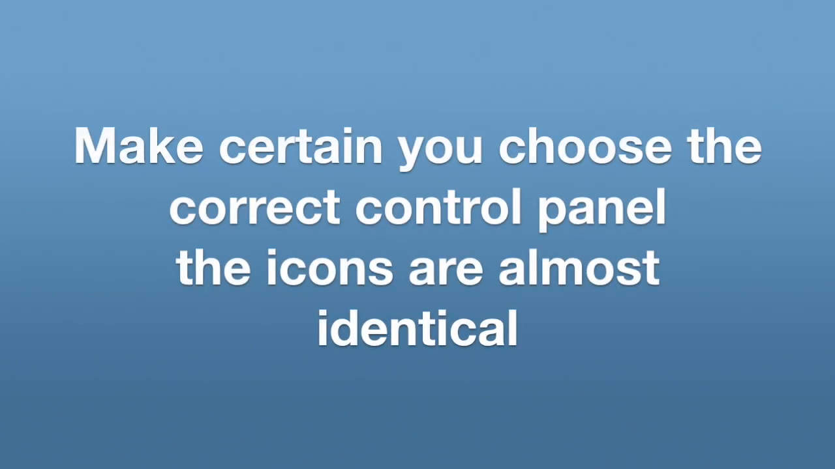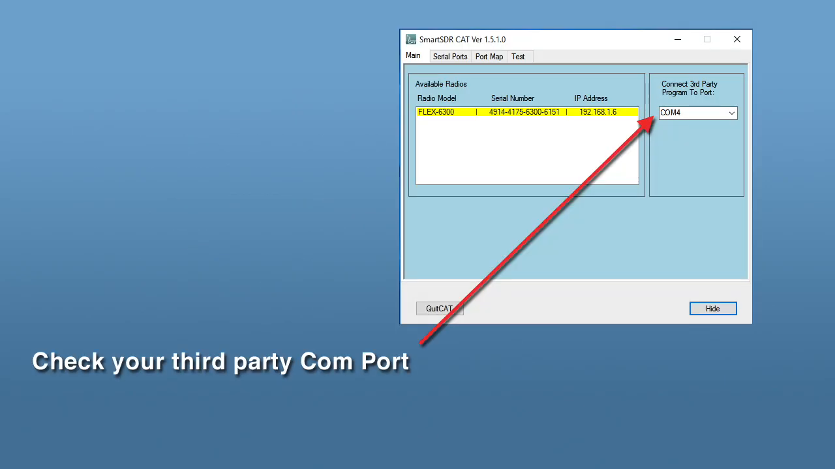The two different icons are almost identical. Make certain that you click on Smart SDR Cat. Check to see what virtual COM port it is expecting to connect third-party programs to. So now it should be controlling the radio.